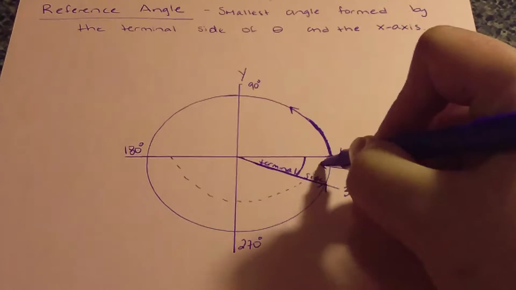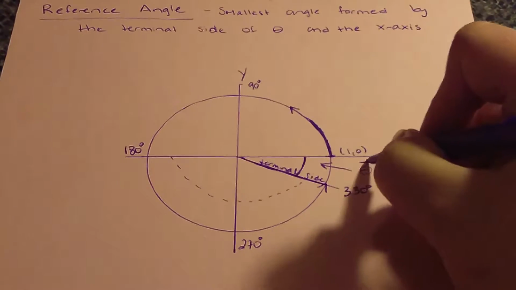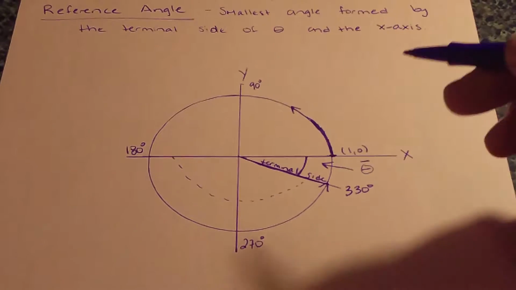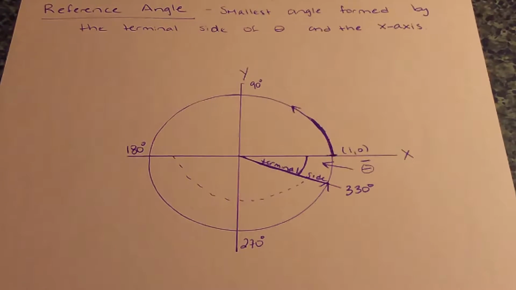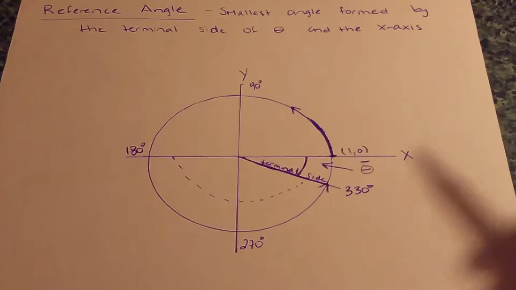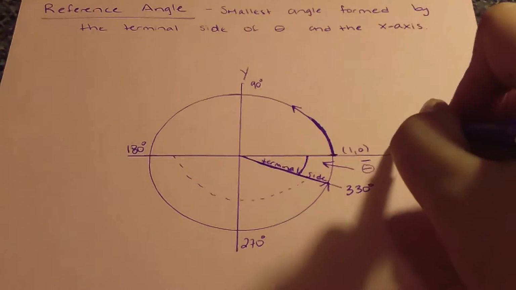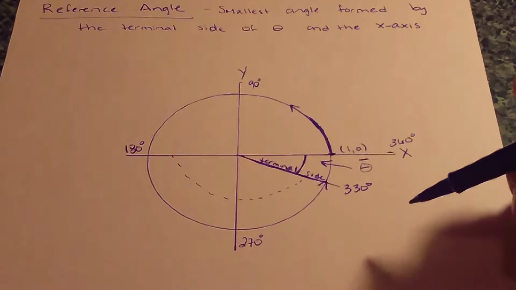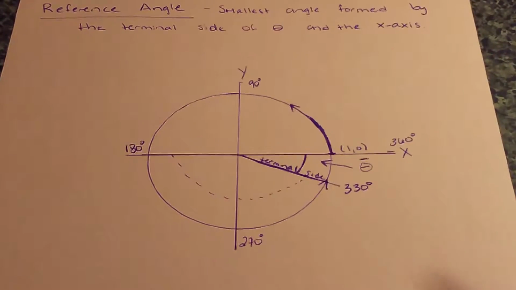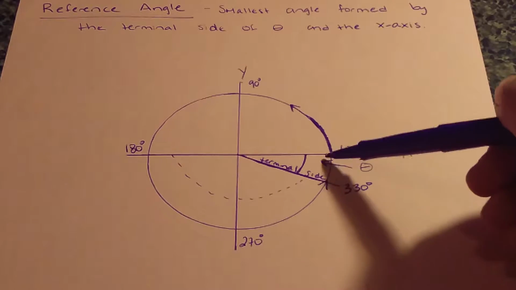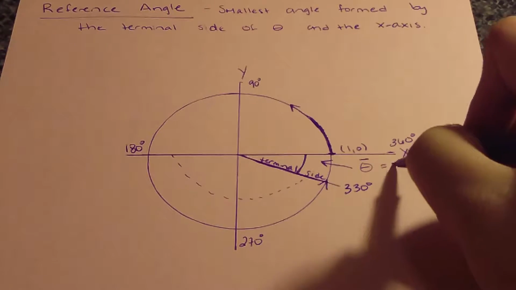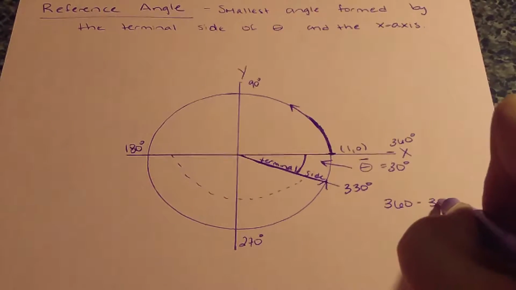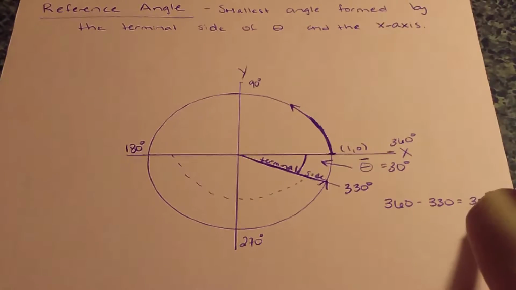So now we need to figure out what that angle measurement is. We label it as theta with a bar on top. To figure out the measurement, you're going to need to do a little bit of subtracting, which is different in each case. So here I know that the angle for the x-axis is 360 degrees if I went all the way around the circle, and I made it to 330 degrees. So the difference between those two is 30 degrees. What I did was 360 minus 330, and that gave me 30 degrees.